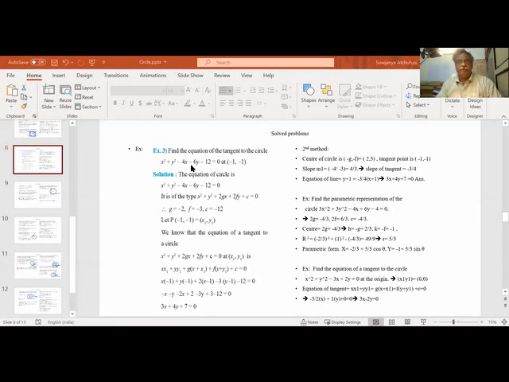See this problem. This is a circle. Find the equation of tangent to the circle at this point. So we have to substitute this point into x x1 plus y y1 minus 2 into x plus x1 minus 3 into y plus y1 minus 12 is equal to 0. So that's what we have to substitute.